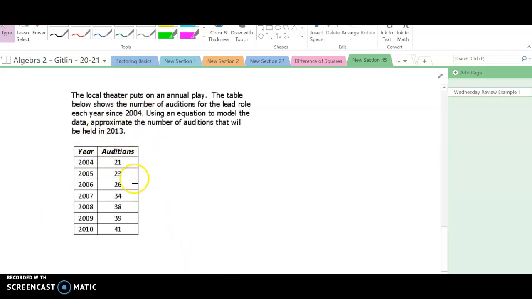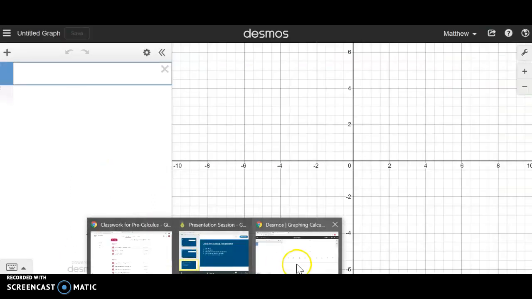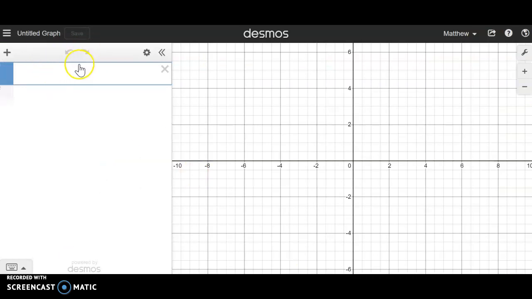First thing we do is we just need to put in all this information to Desmos. I'm going to look at year. I see it's going 2004 to 2010 and it's going up by 1 each time. So to put a table in Desmos, this will be another thing you want to write down. You're going to hit this plus over here. Add item.